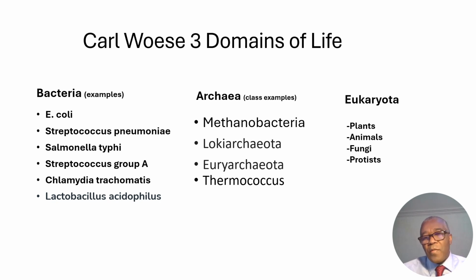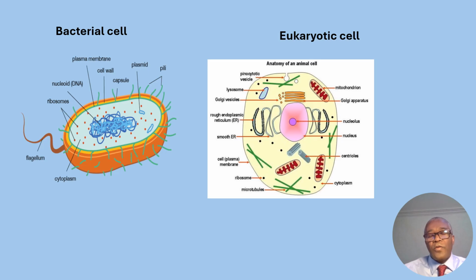But archaea are mostly called extremophiles. They are found in extremes of temperature, in extremes of salinity, and or pH. Now they are called extremophiles for that reason. And eukarya, which are the plants, the animals, the fungi, the protists, as we talked about before. Those are the three domains of life according to Carl.